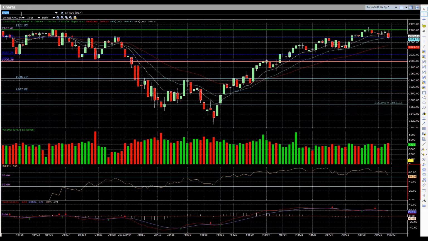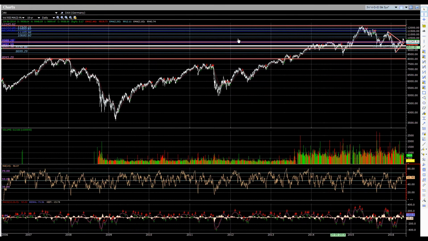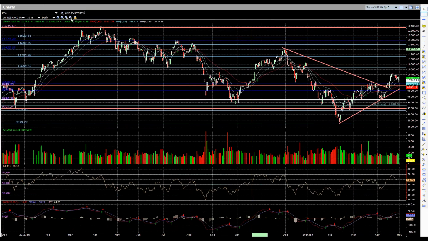Looking at, let's say, DAX Germany, let me zoom into that. Of course, none of the European indices are anywhere close to their life highs. Why is this not working? One second. Yeah. Okay.